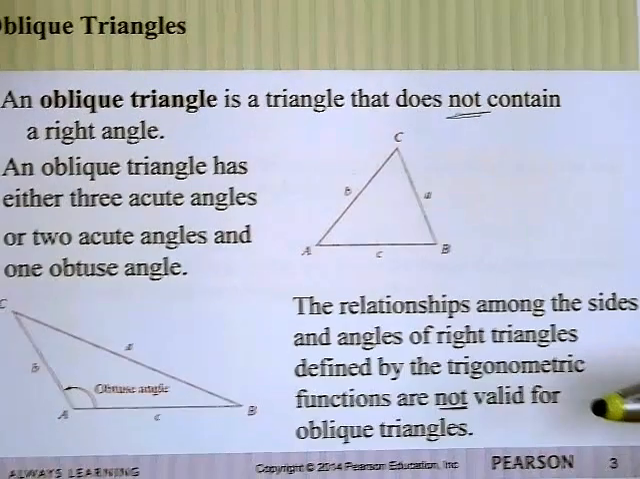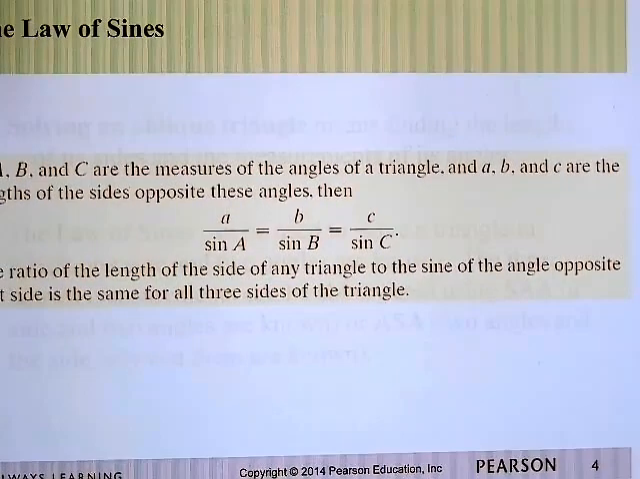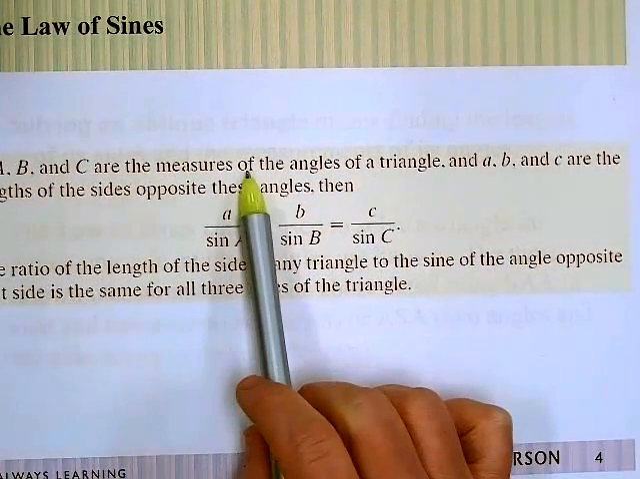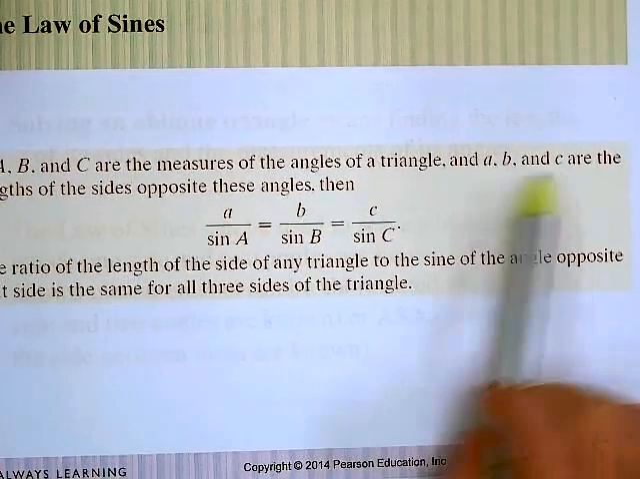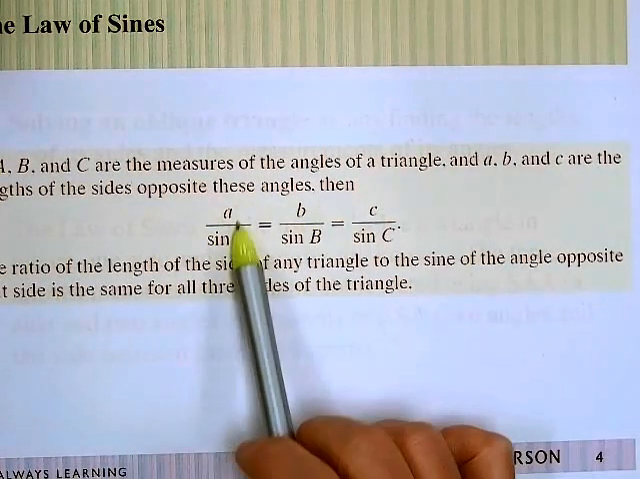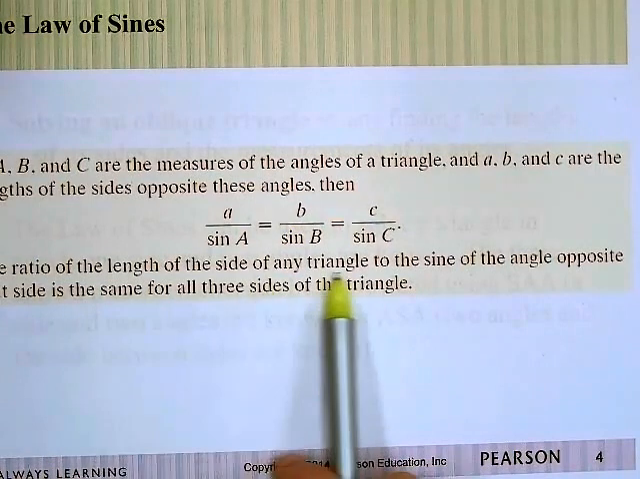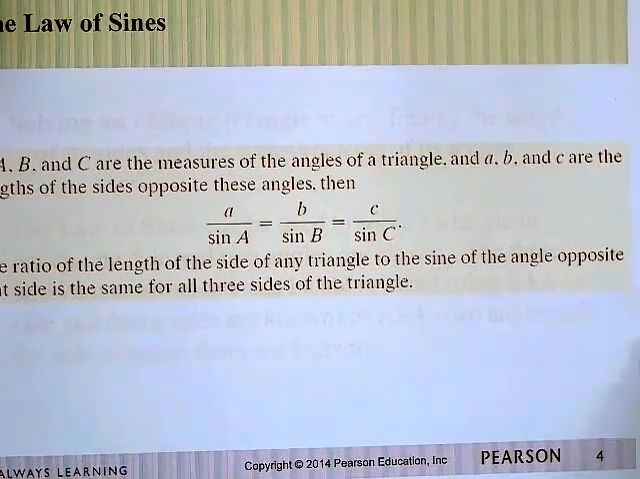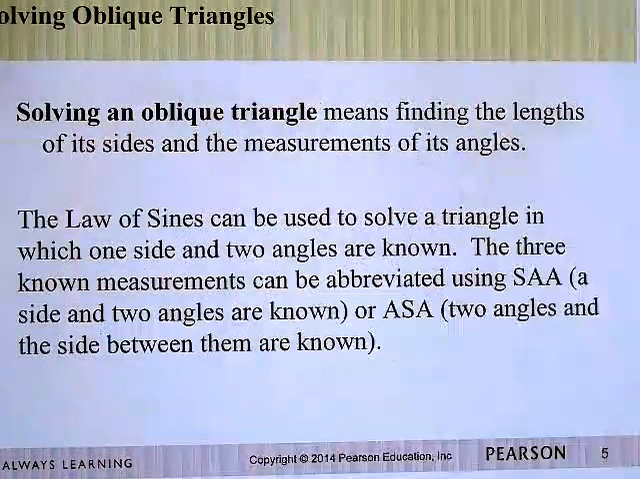oblique triangles. We do, however, have the law of sines, and it says that if A, B, and C are the measures of the angles of a triangle, and lowercase a, lowercase b, and lowercase c are the lengths of the sides, then the following ratios are equal. The ratio of the length of the side of any triangle to the sine of the angle opposite that side is the same for all 3 sides. So we can use this to help solve oblique triangles.